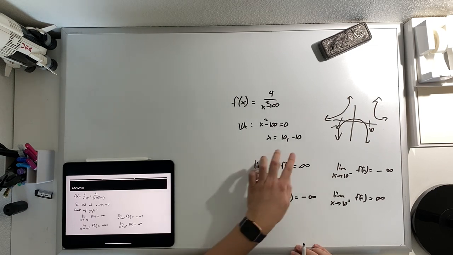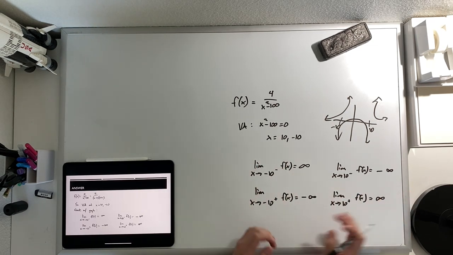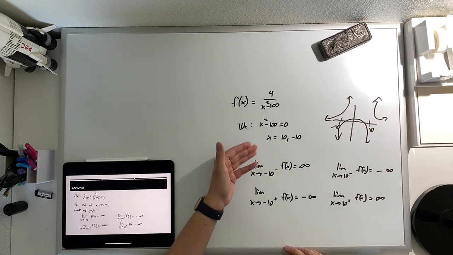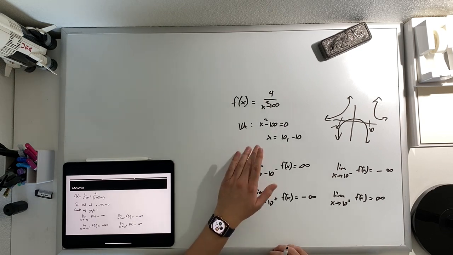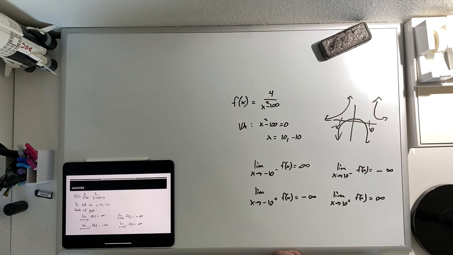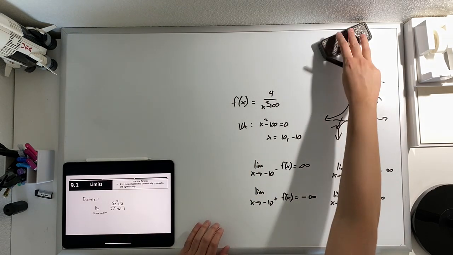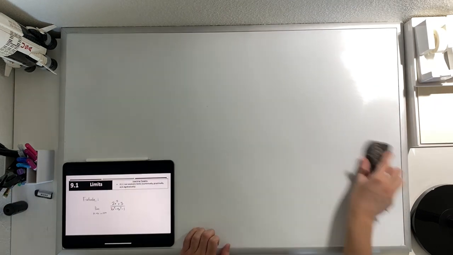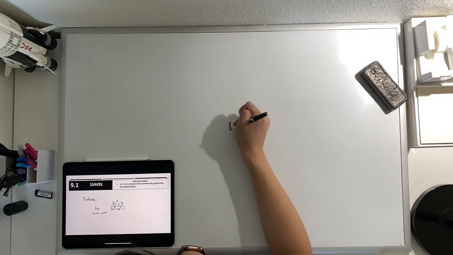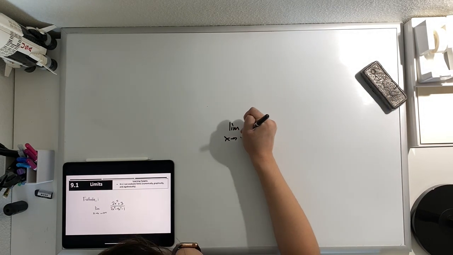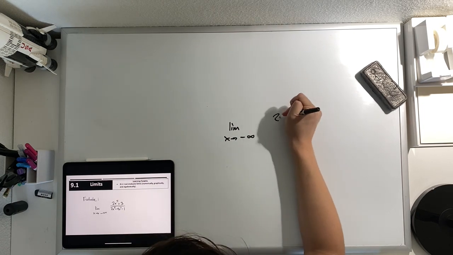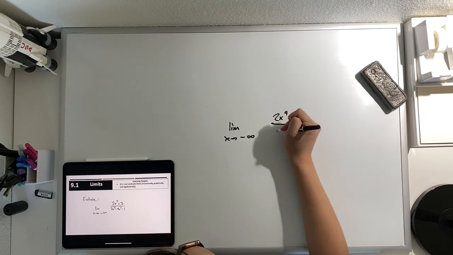So when we have 2 asymptotes, we actually have 4 things we need to write here, right? There's 2 sides to each asymptote. But otherwise, it's the same rule that we had before. Find the vertical asymptotes, set the denominator equal to 0. Evaluate the limit as x approaches negative infinity of this function.